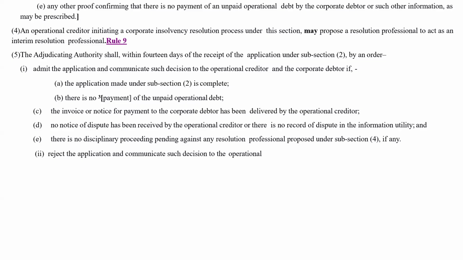So these are the conditions, right? So if all these conditions are met, then the adjudicating authority shall admit the application. Otherwise, it will reject the application and communicate such decision to the operational creditor and the corporate debtor.